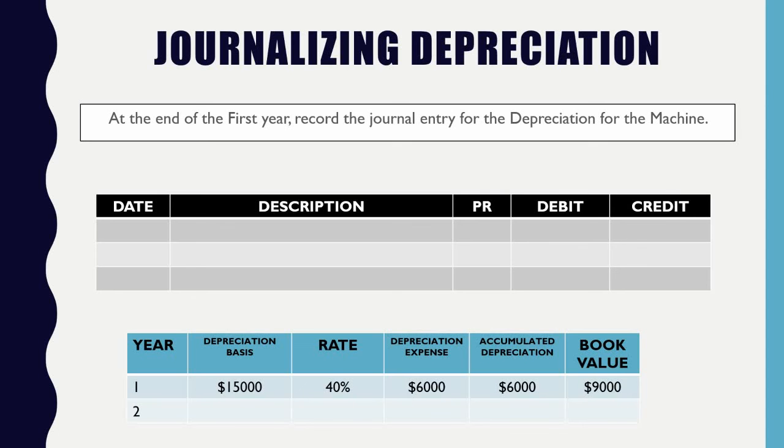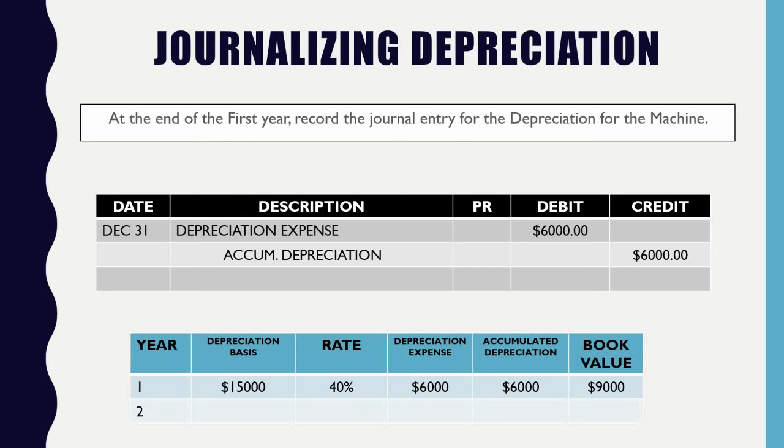Depreciation expense. Good. Depreciation expense is your debit. And what's my credit going to be? Accumulated depreciation. Okay. Good. And just like what is in your table, right? Year 1 is $6,000. Therefore, $6,000 is going to be your depreciation expense for this year. Okay. All right. Any questions in regards to journalizing?